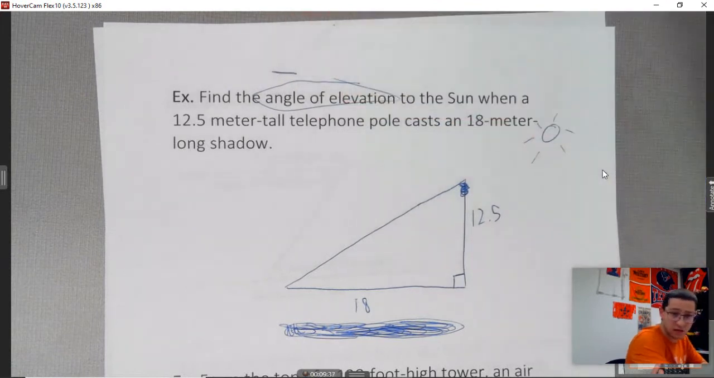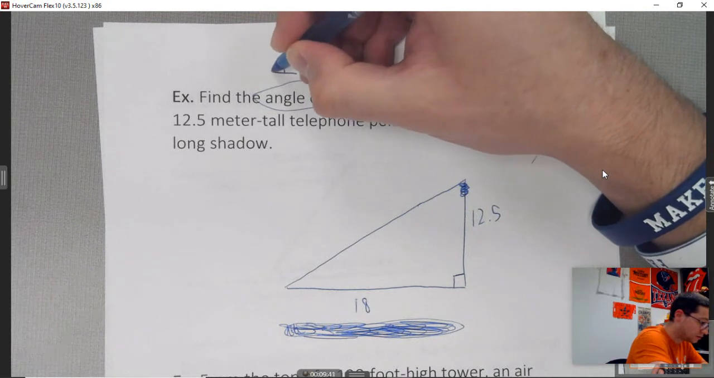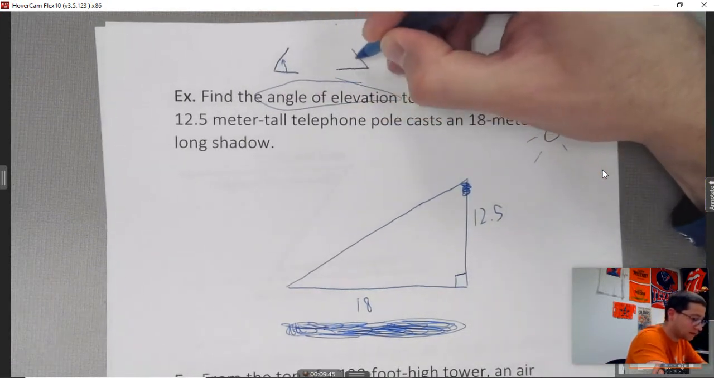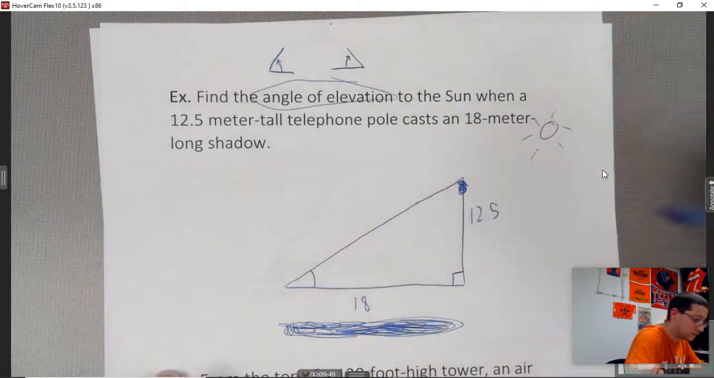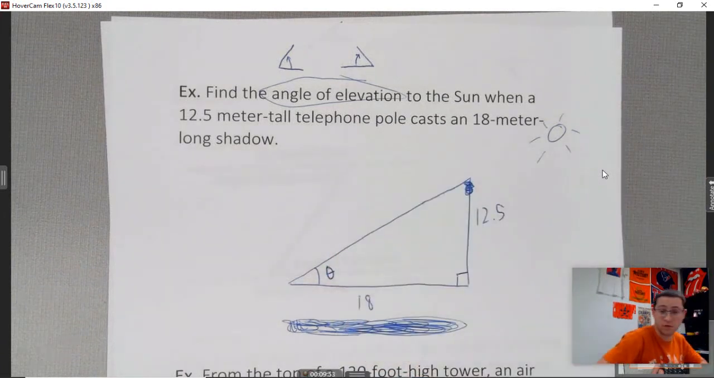Okay, we've got the horizontal line, and it's opening up. So that's what it's going to look like, or it could look like that too. Either way, right, left or right. That's the angle I'm trying to find. Let's go ahead and call it theta. Okay, theta is the angle.